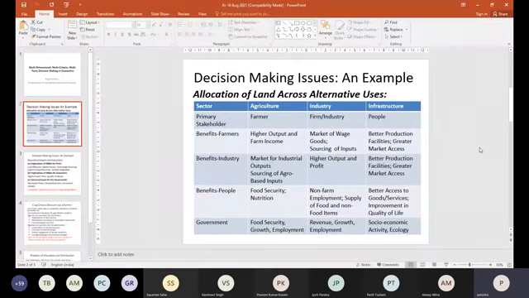Now, if you see this matrix very carefully, land is given. I am assuming that government allocates the land across different uses. There are diverse stakeholders, and every stakeholder has certain objective functions, including the government. And in some cases, the objective functions are interlinked, and in some cases, you can see there may be some degree of trade-off.